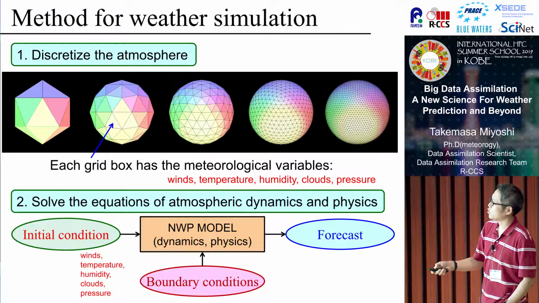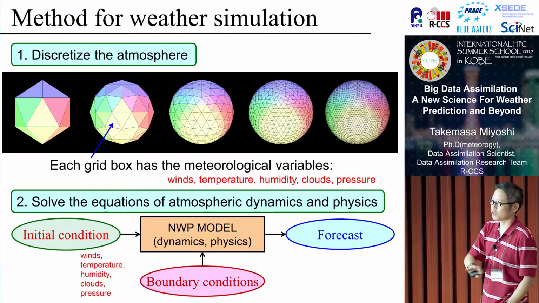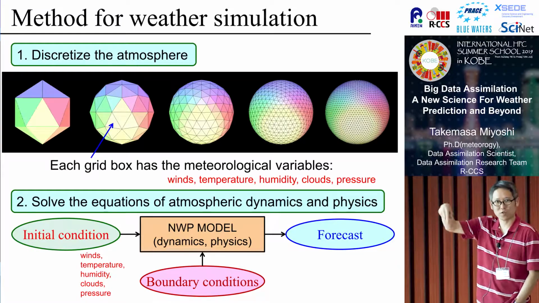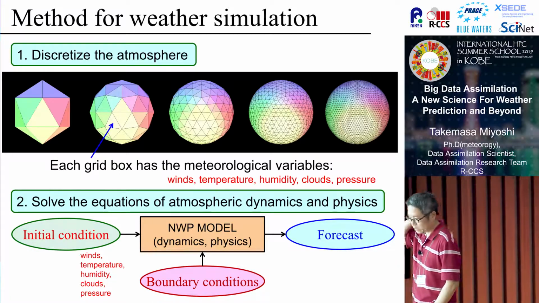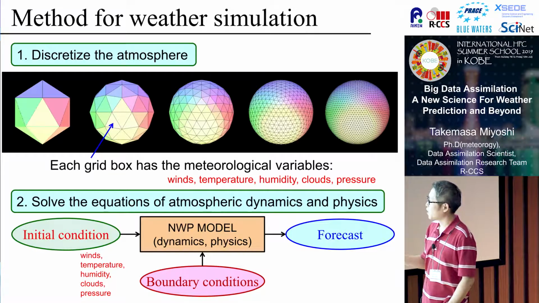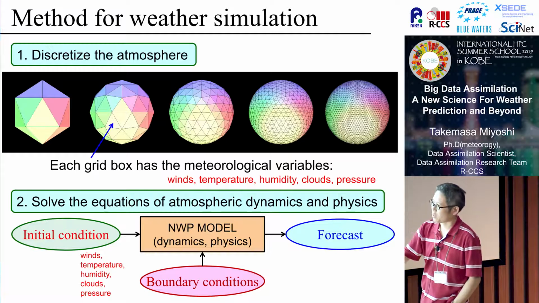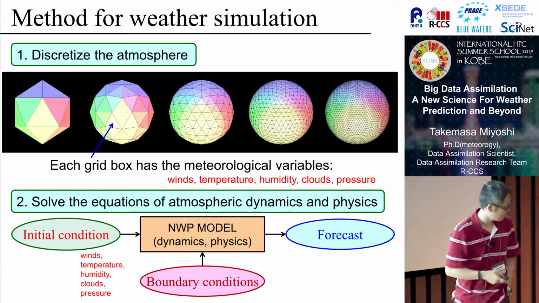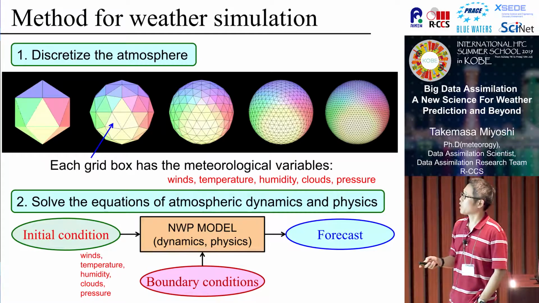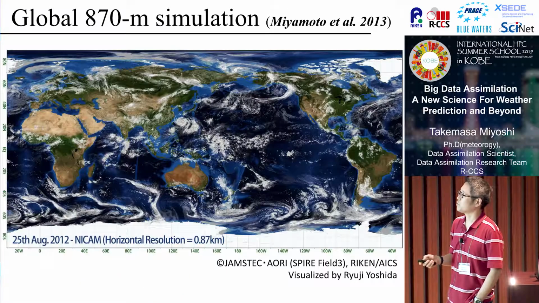So we give the initial conditions. We need to provide necessary boundary conditions like sea surface temperature or the ground conditions or the solar insolation, and those. And then we can compute how to warm up the atmosphere, or we had a very warm day today. We can compute that and make the forecast. So this is the basics of the weather simulation.